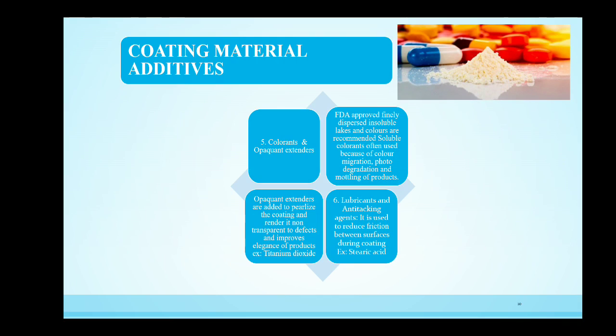Next additive is lubricants and anti-tacking agents. It is mainly used to reduce the friction between surfaces during coating. These compounds act as boundary lubricants by having a polar region of the molecule absorbed on a substrate, leaving a non-polar aliphatic region projecting from the surface of the coating. So this will cause reduction in the surface adhesion between the wall of the pan and the microcapsule. Good example for lubricant is stearic acid. So this was all about the additives used in a coating material.